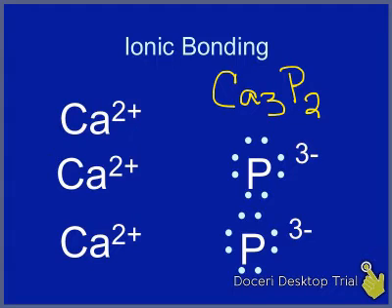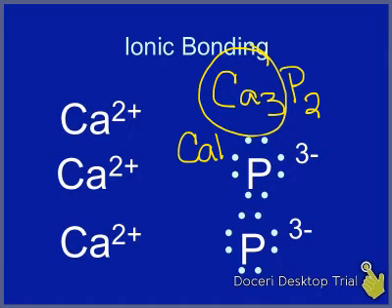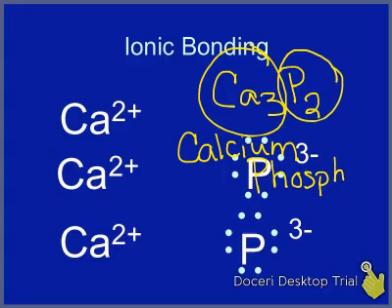Now, if I ask you to name this guy, I bet you guys can figure out what the name of this is without me even telling you. First of all, what is the name of this ion? Calcium. Do cations' names change? What is the name of this ion? Phosphide. So therefore, the name of Ca3P2 is calcium phosphide. Done. This isn't so bad, right?